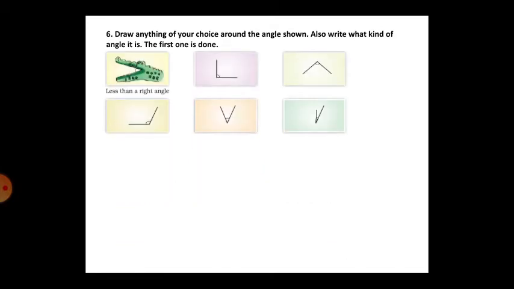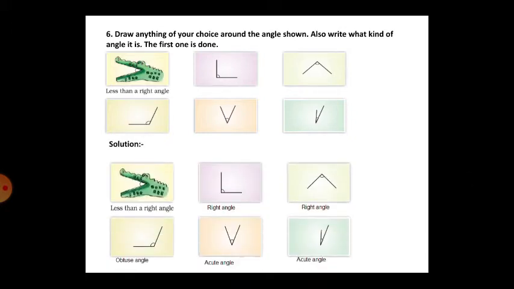Draw anything of your choice around the angle shown. Also write what kind of angle it is. The first one is already done. It is a less than right angle. The crocodile mouth is less than a right angle. For the second picture, you have to tell what angle it is. Exactly, it is a right angle, 90 degrees.